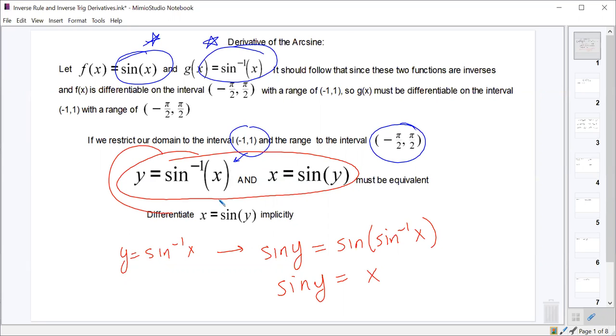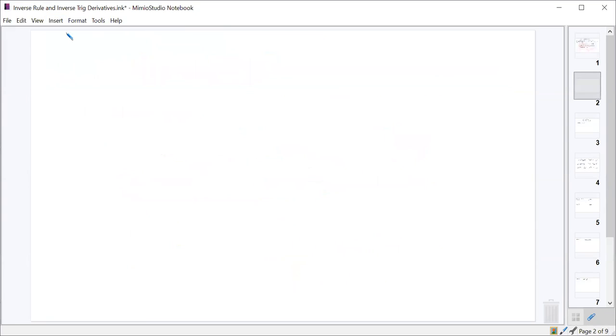Since we don't know how to take the derivative of the inverse sine of x, but we do know how to take the derivative of the sine of y, instead of using this equation to find its derivative, we're going to use this equation. So I'm going to give us a new page here, so we got some room. We got x equals sine of y. And how do we take the derivative of that to find dy dx?